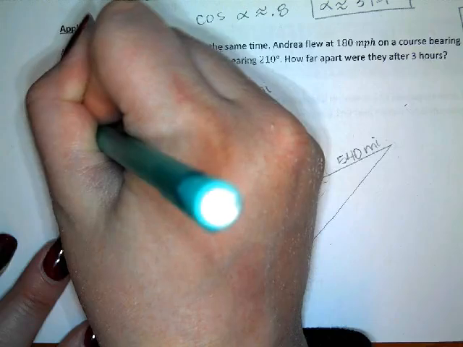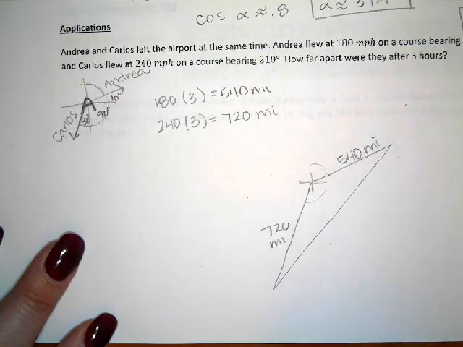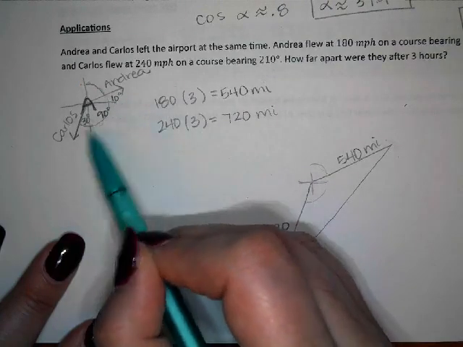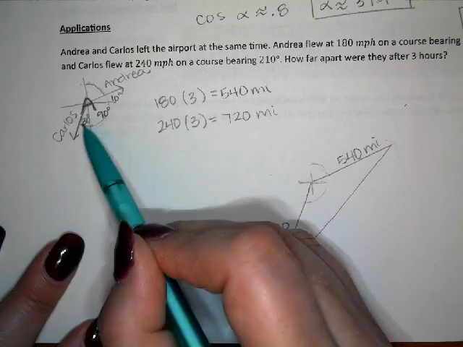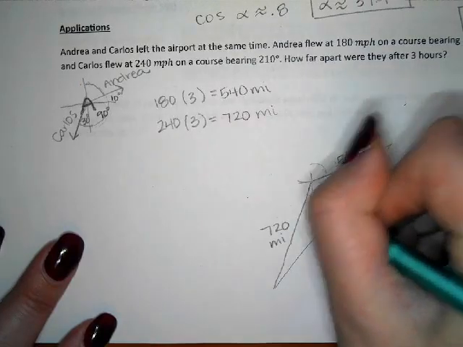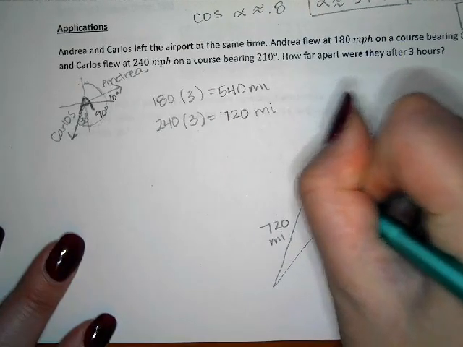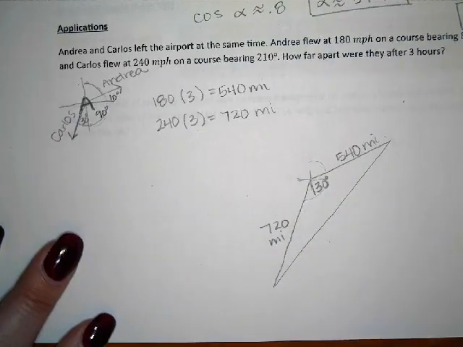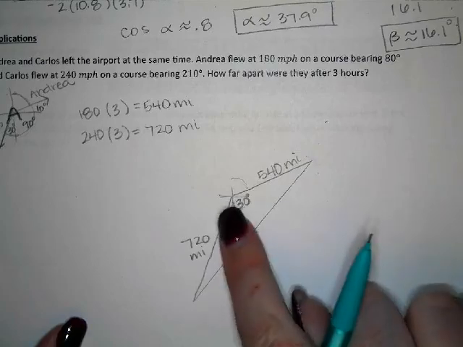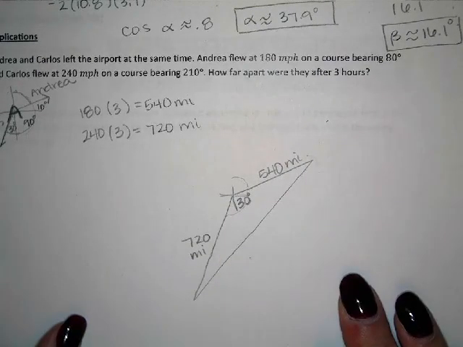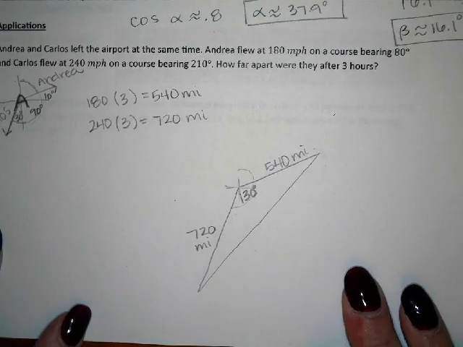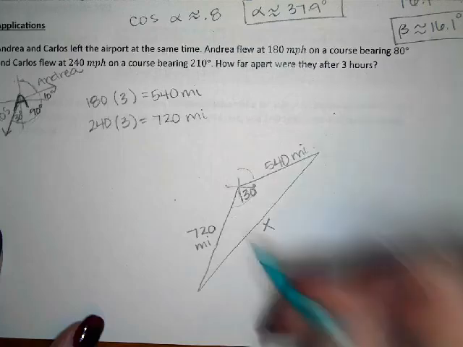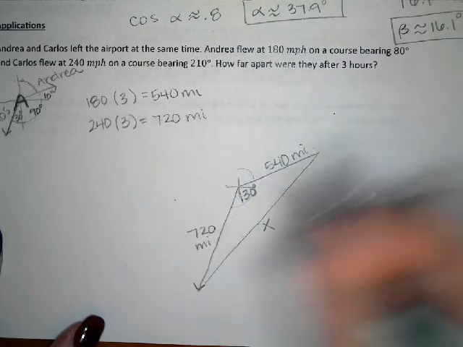Okay, so this angle in between them, that's 100, 130. So this angle is a 130 degree angle. All right, so we have a side angle side triangle. And the question is, how far apart were they after 3 hours? So this is their distance, because each of them is flying outwards, flying that way, flying that way. So we're just solving for this x.